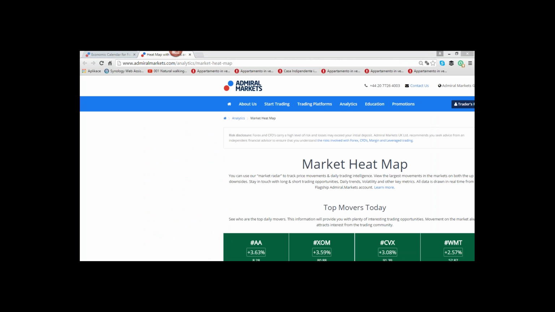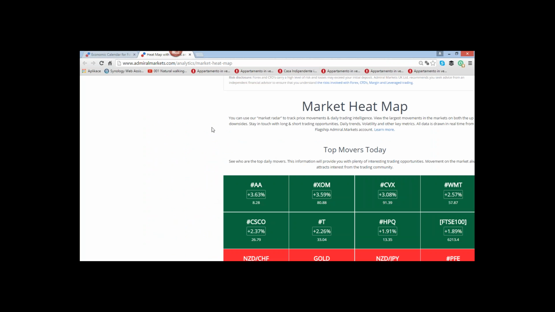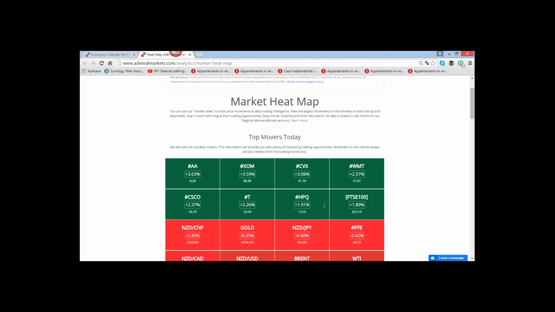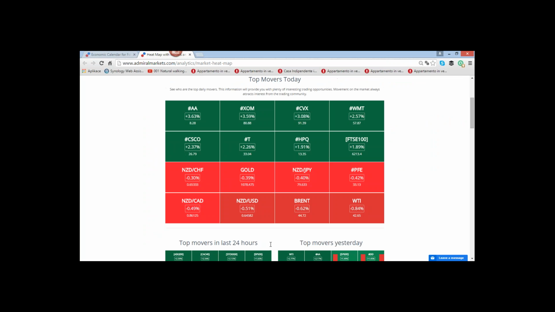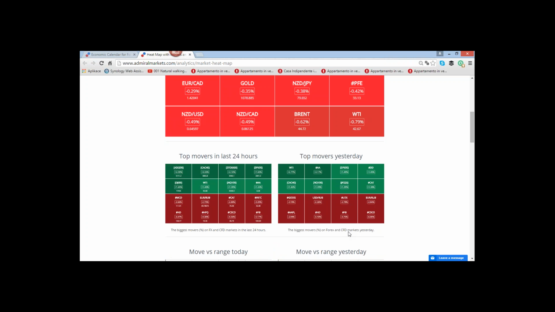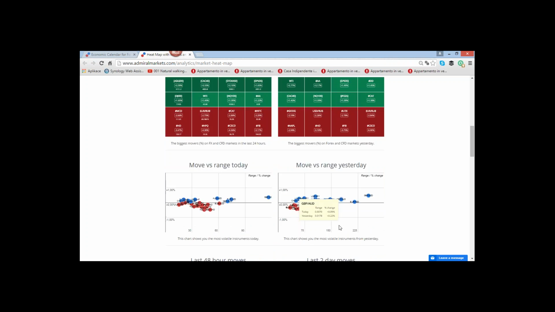Let's take a look at the heat map, and then we're going to take a look at the charts. The heat map shows big movers. It's a bit off center at the moment. For instance, stocks here, you can see big movers in stocks. There it is. Or stock indices like the FTSE here, almost 2%. And on the downside, you can see some currency pairs. Oil as well, Brent, WTI. But let's move over here and take a look at currency pairs.